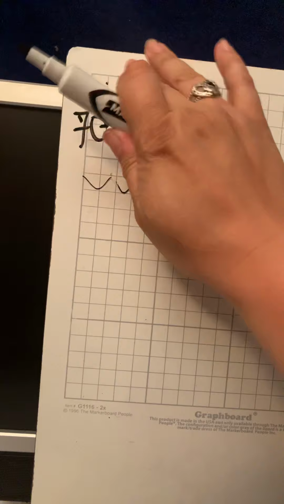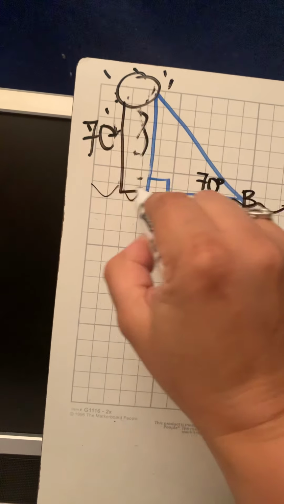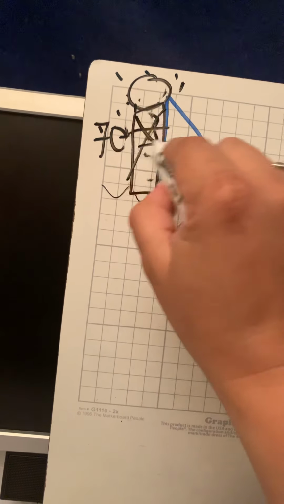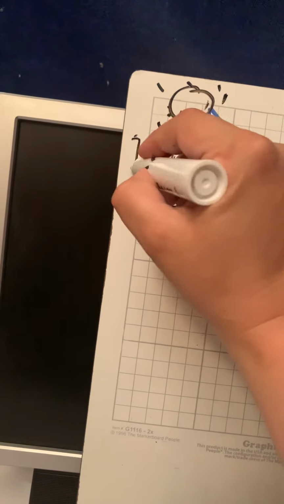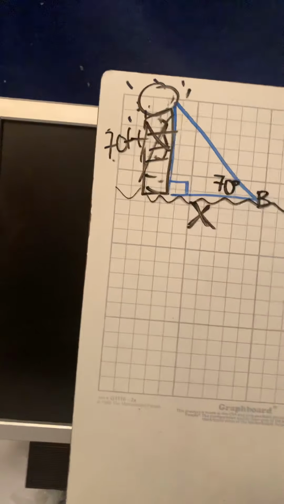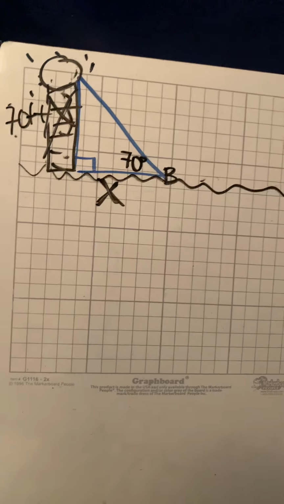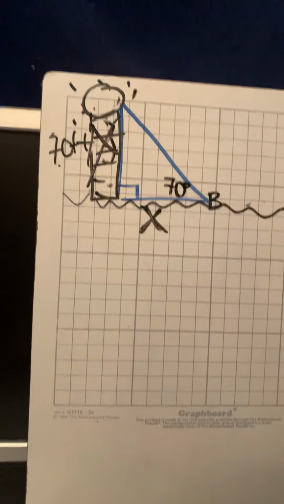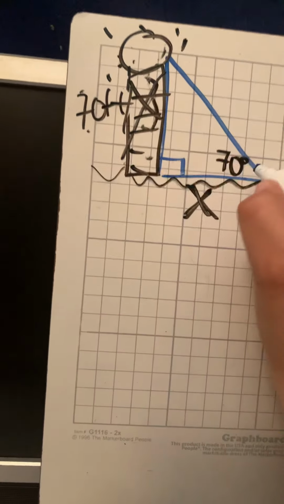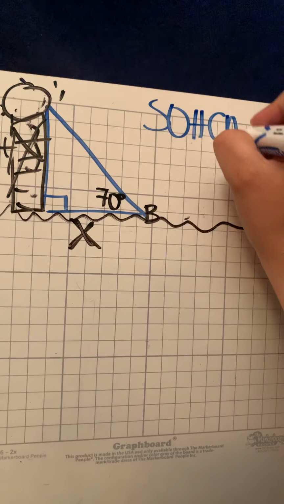So let me draw that lighthouse a little bit better, so it looks a little more houseier. And again, it is 70 feet tall. So what are we looking for? That distance down below, from the boat to the lighthouse. According to this angle, here comes that SOHCAHTOA.